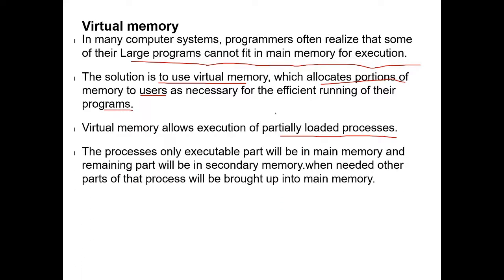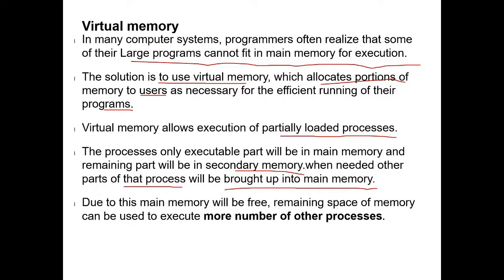The process's executable part will be in main memory and the remaining part will be in the secondary memory. When needed, other parts of that process will be brought into main memory. Due to this, memory will be free. When those pages finish their execution, they will be sent to the secondary disk and the remaining pages will be brought into the main memory for execution. Virtual memory is implemented by demand paging.